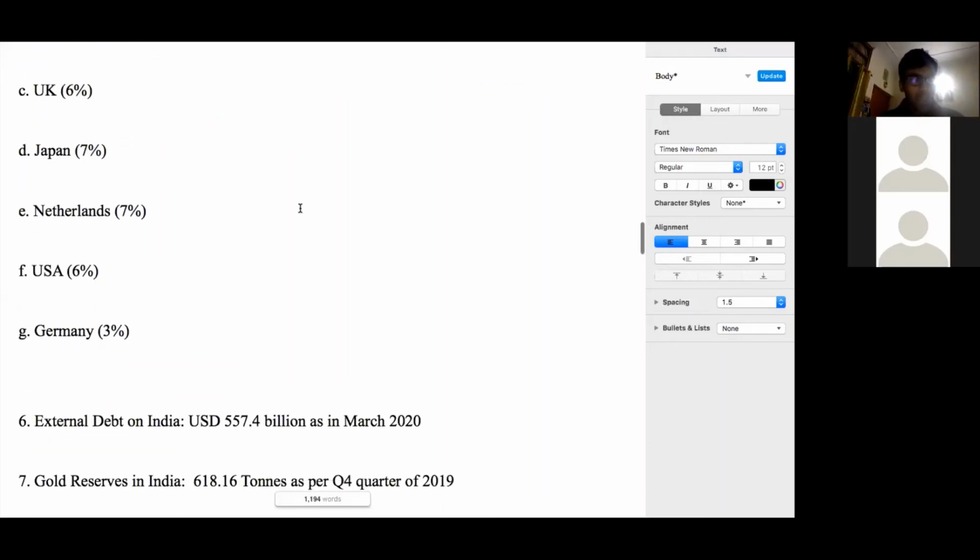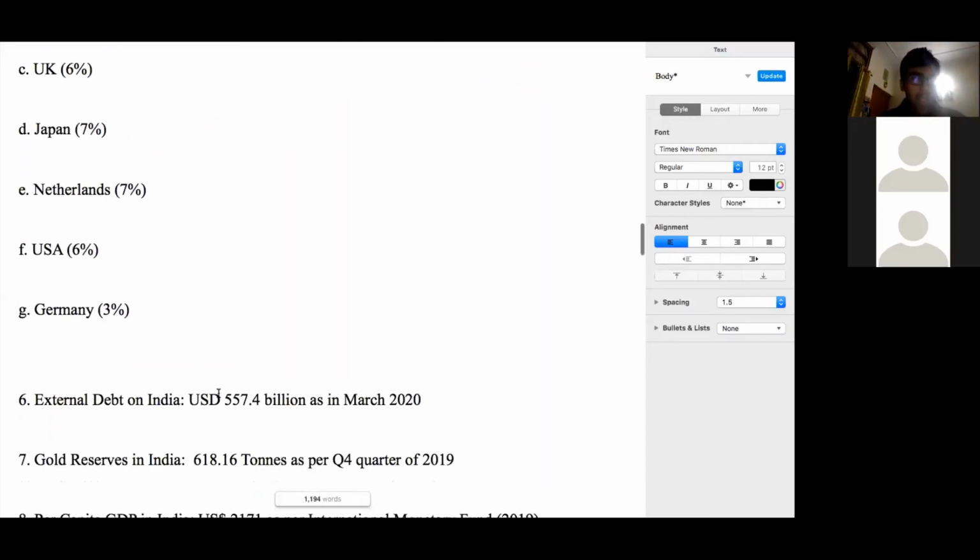So let's move ahead. External debt on India. Again, this was US dollar 557.4 billion as in March 2020. So you can very well say that US dollar 550 billion was India's external debt. Now, what is external debt?